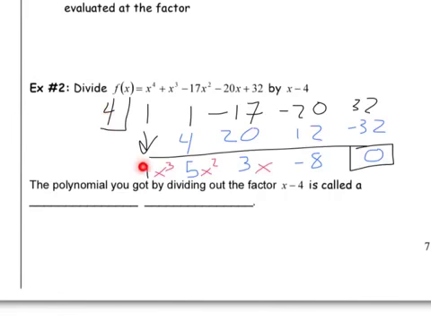Okay, so I did all the synthetic division, filled it all out, and I got a remainder of 0. That means that x minus 4 is actually a factor of this. And then we get this polynomial left over. Remember, give it an x, give it an x squared, give it an x cubed. And I get a new polynomial that is also a factor of our original polynomial. The polynomial you got by dividing out the factor x minus 4 is called a, I'm just going to write it below so I have enough room, a depressed polynomial.